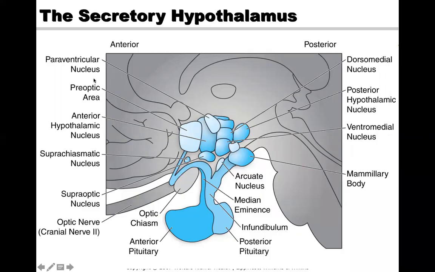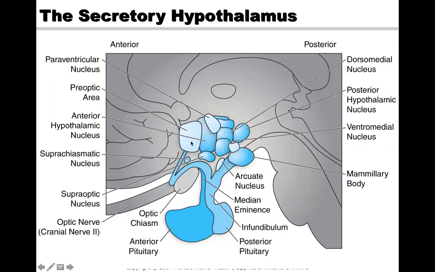And you can see there are several such nuclei in the hypothalamus, like the paraventricular nucleus, preoptic area, anterior hypothalamic nucleus, suprachiasmatic nucleus, and so on and so forth. Each of these units, as you can see, is related with a particular function. These groups function together, and each of the other groups that you look at in here has different functions.